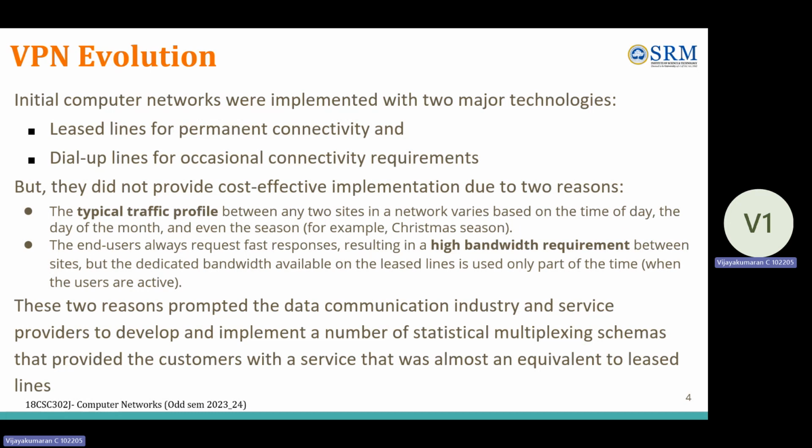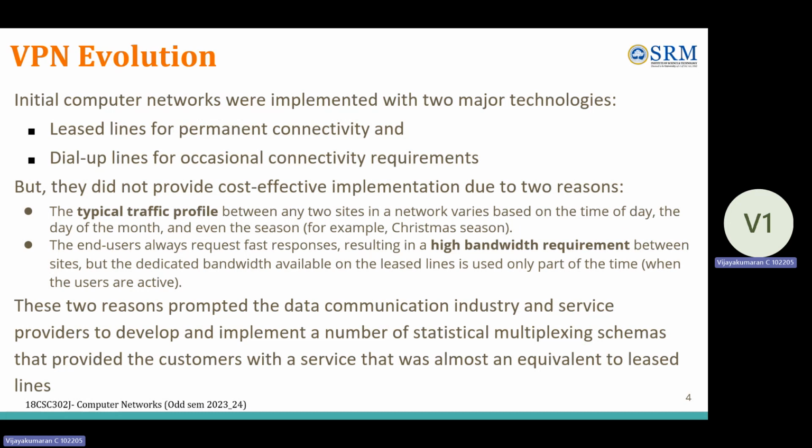The next one is the dial-up lines. Whenever you want to connect to the internet, you use dial-up lines connected with a device called the modem, modulator-demodulator, and you can connect to the internet whenever you are required to use it. But these two technologies cannot provide a cost-effective implementation due to the following reasons.